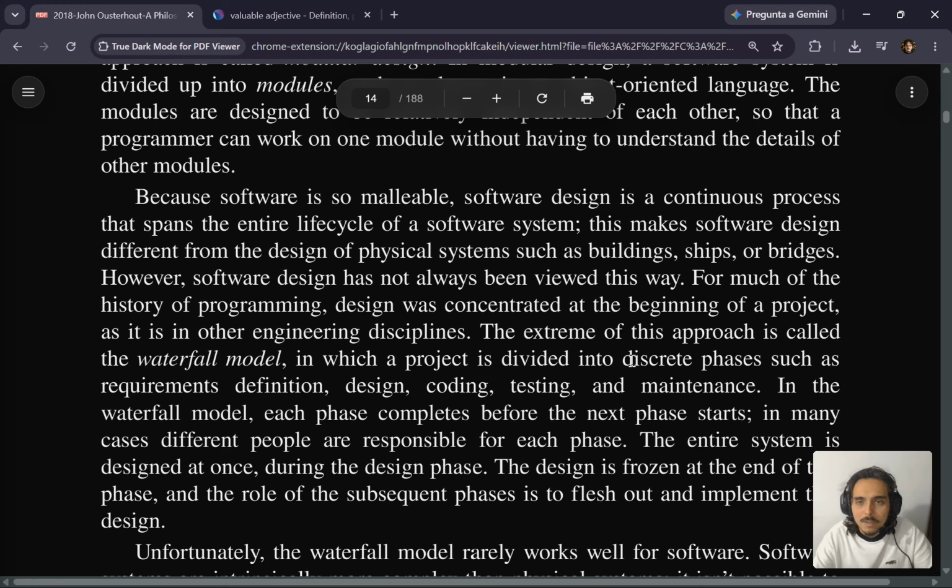The extreme of this approach is called the waterfall model, in which a project is divided into discrete phases such as requirements, definition, design, coding, testing, and maintenance. So in the waterfall model, each phase completes before the next phase starts. In many cases, different people are responsible for each phase. The entire system is designed at once during the design phase. The design is frozen at the end of this phase, and the role of the subsequent phases is to flesh out and implement that design.